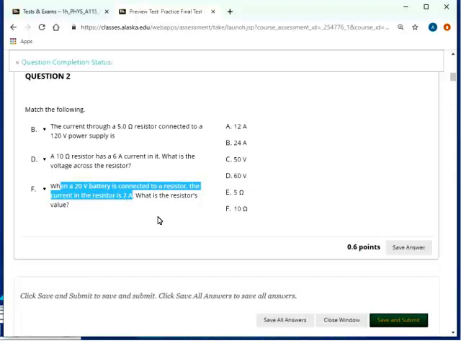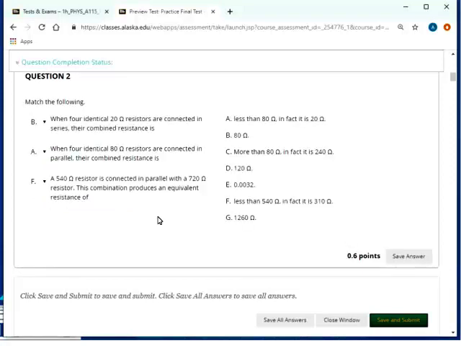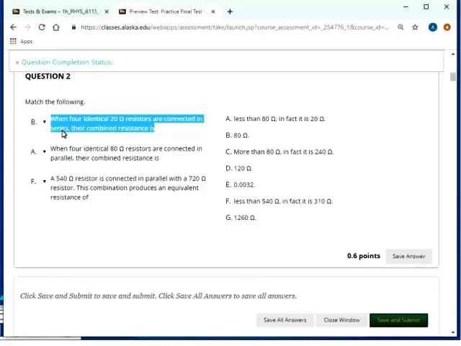All right, next one here. So this is about parallel and series circuits. When 4 identical 20 ohm resistors are connected in series, the combined resistance is obviously, as they're in series, you simply add them. So 20 plus 20 plus 20 plus 20, 4 times 20, is 80 ohms.